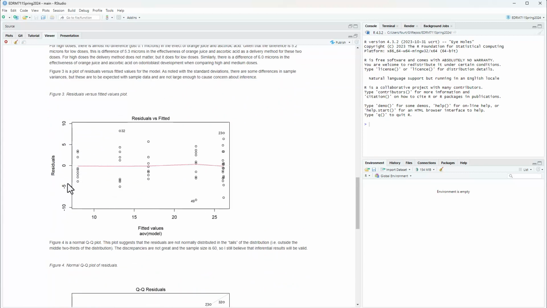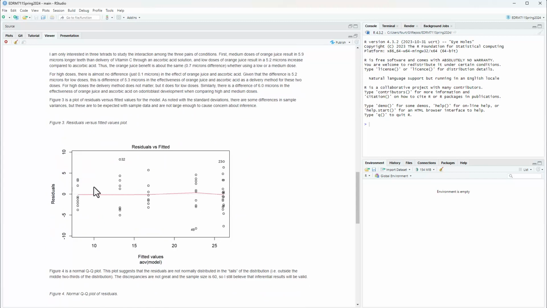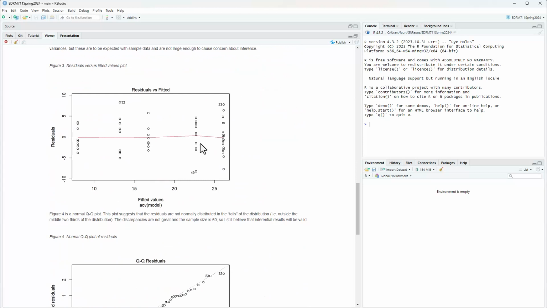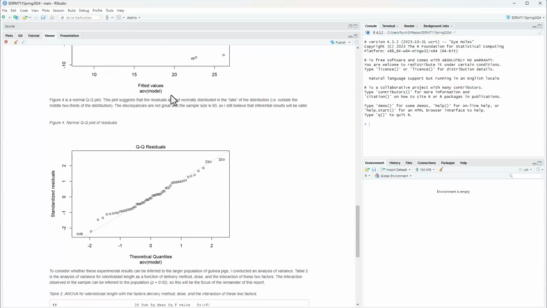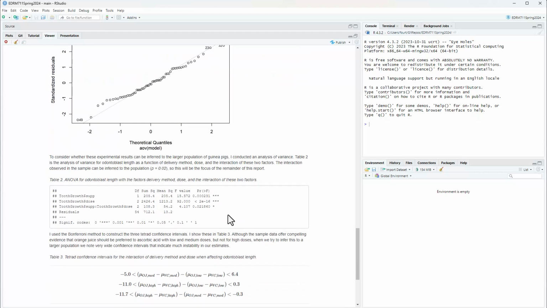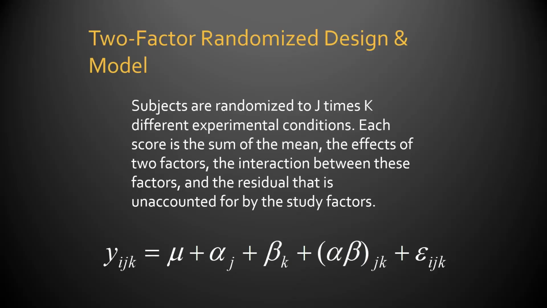Independence is taken care of because we're randomizing the guinea pigs to condition, and I'm assuming all the guinea pigs were chosen independent of each other. It wasn't like we took an entire single family of guinea pigs and assigned them to each of those conditions. We looked at the residual in terms of sphericity, that is homogeneity of variance for between subjects, and normality. And then remember, we looked at interaction and moved on to tetrads. So that's an example of the common analytic principles being applied to a two-factor randomized design and model.